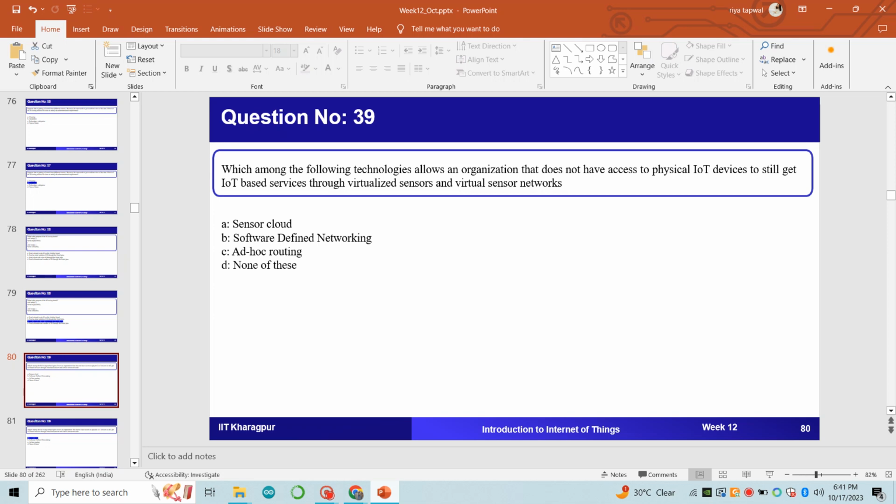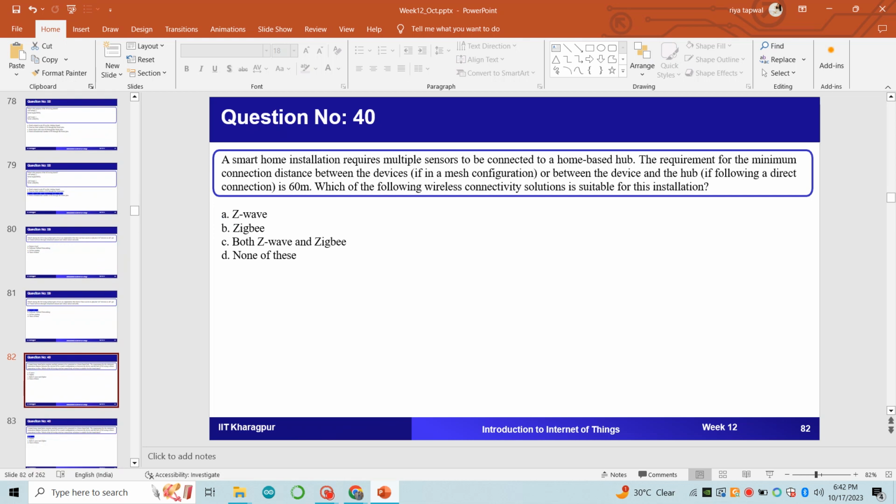The correct option for this is sensor cloud. With the help of sensor cloud you can get access to different sensors, and it's not compulsory that a particular sensor is used by a particular person or organization only. At the same time, different organizations or applications can use the same sensor at a particular instant of time. That virtualization is provided by sensor cloud.